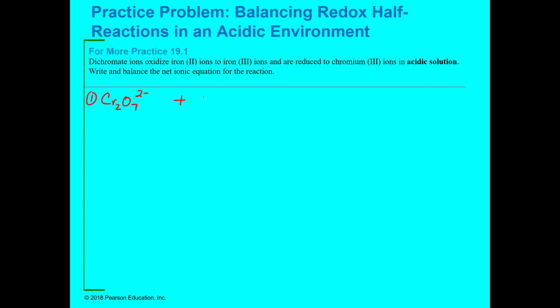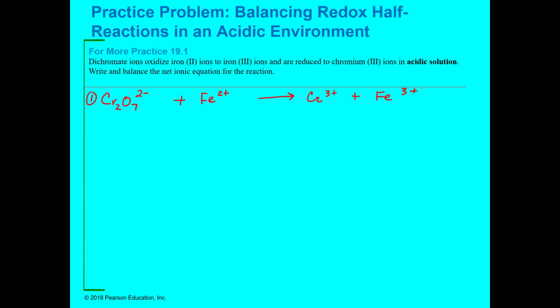Then I'm going to add that to iron 2, okay, iron 2 ions. And then that's going to form chromium 3 ion, all right, and iron 3. Okay, so it's telling me that. Remember, Roman numerals tell me what the charge is. So these are just the ions again. I don't have to worry about sodiums or anything like that because they're all going to go away anyway.